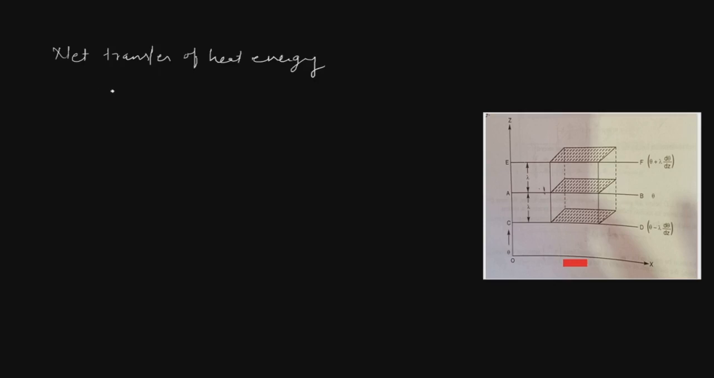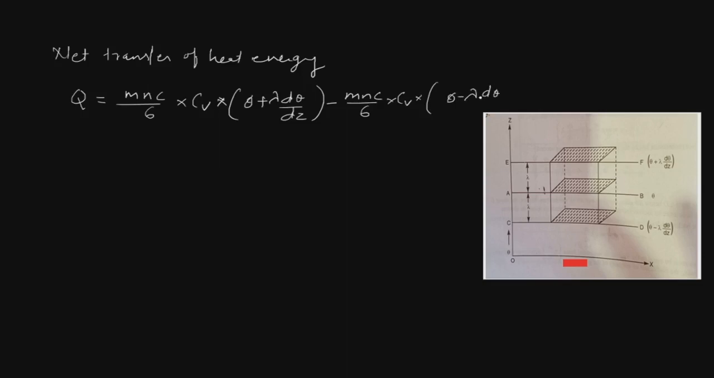of the layer AB in the downward direction per second, let us represent it by Q, will be equal to m into N into C divided by 6 into Cv multiplied by theta plus lambda d theta by dz, minus m into N into C divided by 6 into Cv multiplied by theta minus lambda d theta by dz.